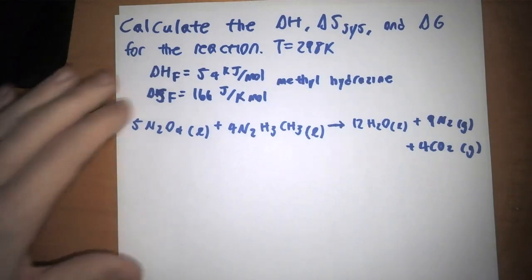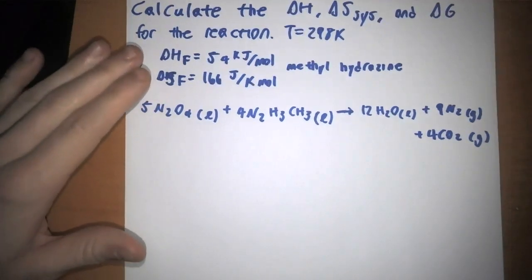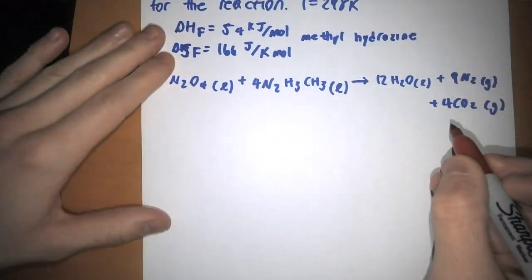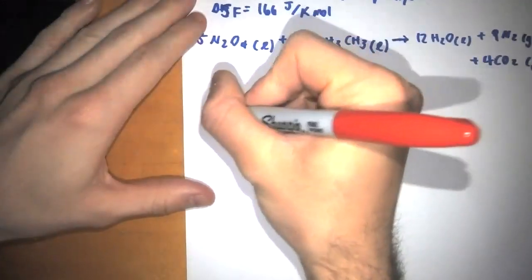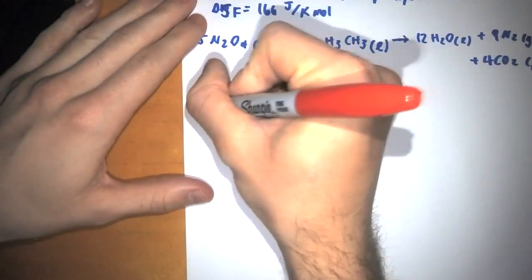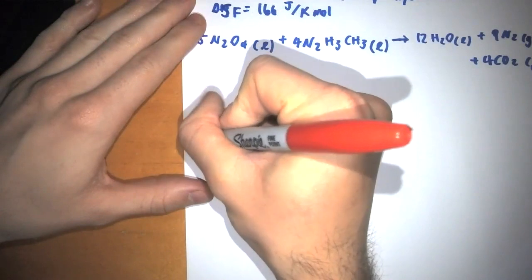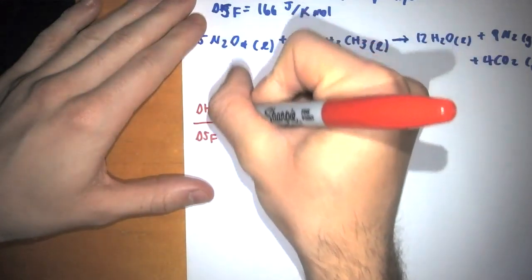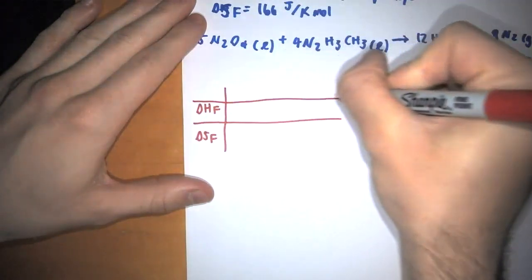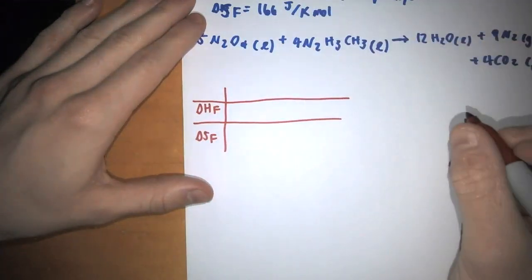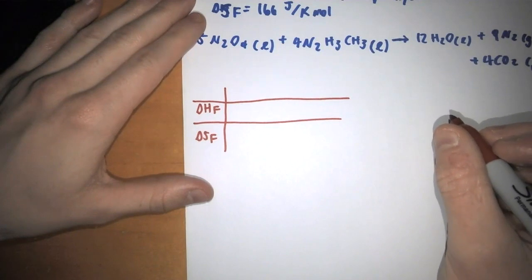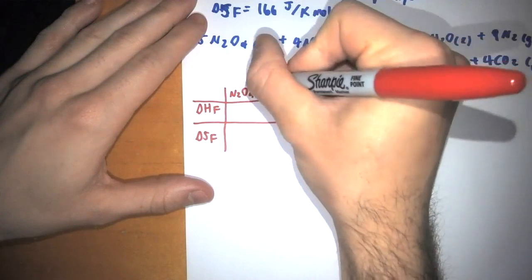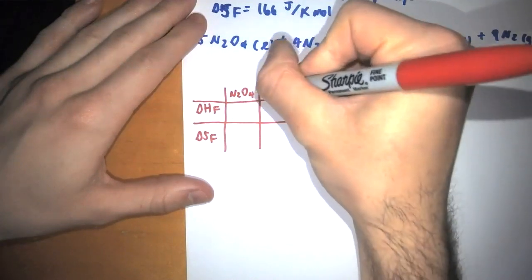So let's look at the delta H of formation and the delta S of formation of each of our reaction components. So I'm just going to make almost like a little table. Delta H of formation, delta S of formation. It's not necessary to do on the test. You probably won't have this kind of time, but I'm doing this because I want you to see exactly what I'm doing to get my numbers. So we're going to lay out each reaction component.